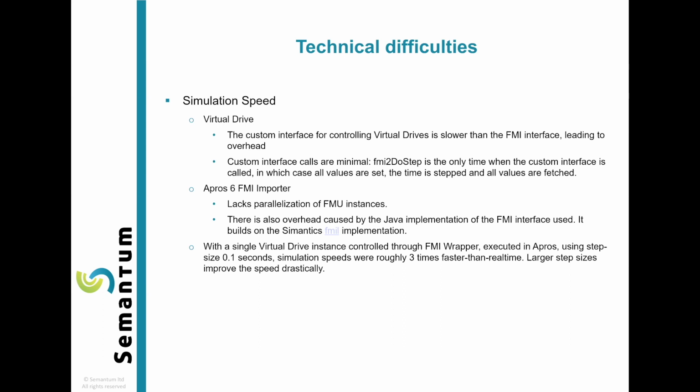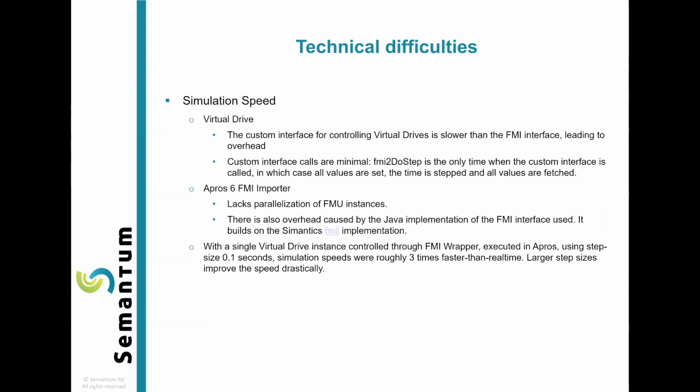And the first prototype that we built for this plugin for Apros, this FMI importer, lacks parallelization, which of course means that if you have a large model with multiple FMUs, it's going to slow down very much. And there's also some overhead from using Java native interface wrapping. So there's room for optimization there as well. Every function call needs to go through Java and C to the FMU model and back. So there's room for improvement there.